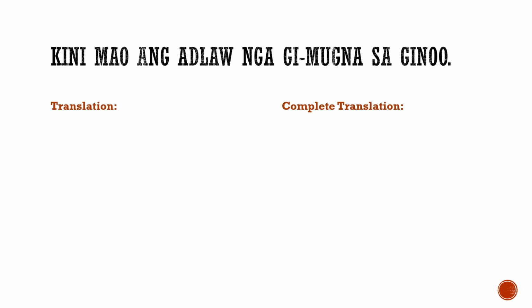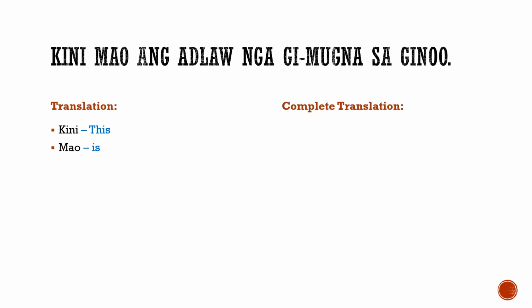Now let's have this example and let's see if we can translate this Cebuano phrase into its English equivalent. So let me read each word for you. Kini mao ang adlaw nga gimugna sa Ginoo. Now let's do the translation. Kini, this. You learned this from a previous lesson. Kini, this, kana, that.